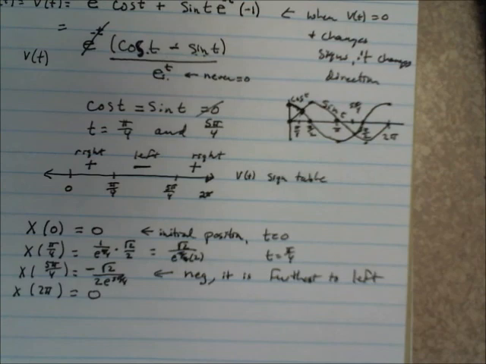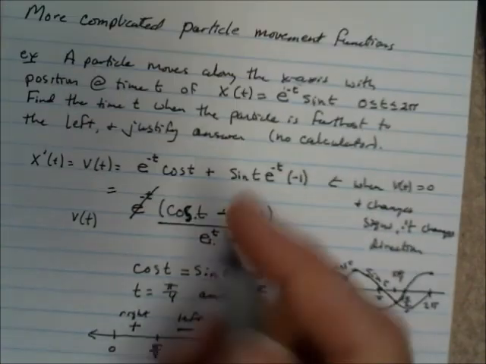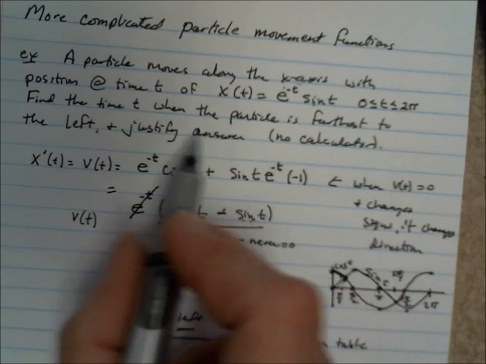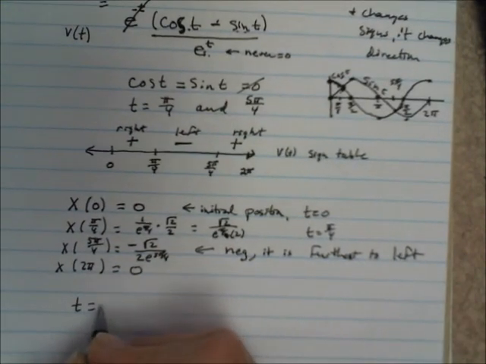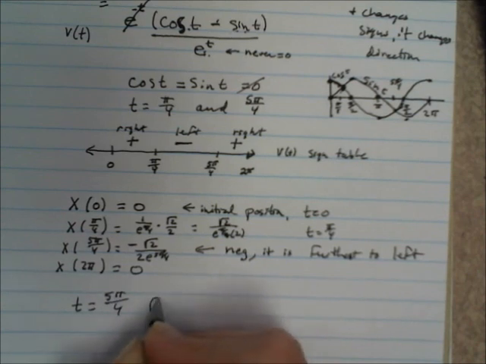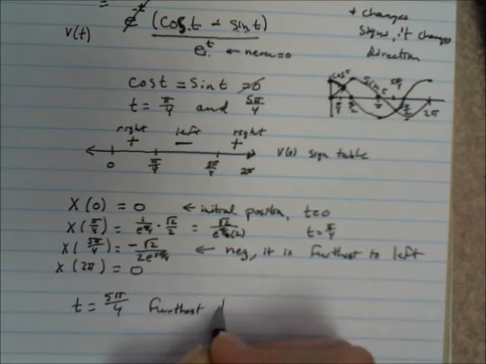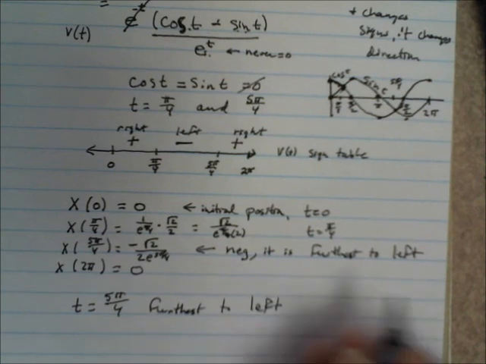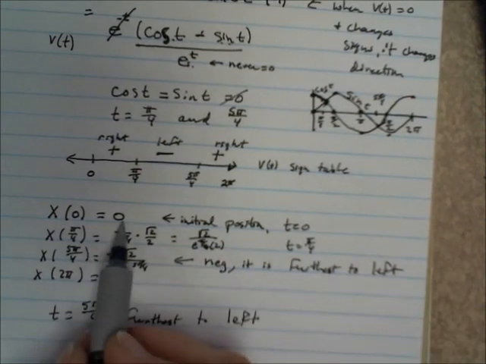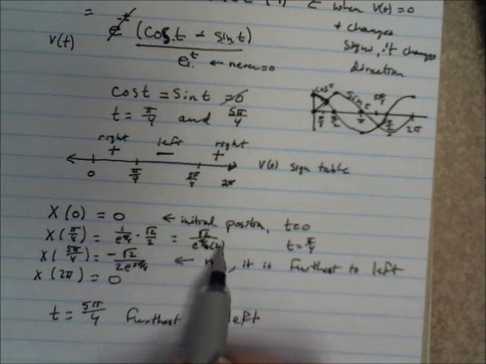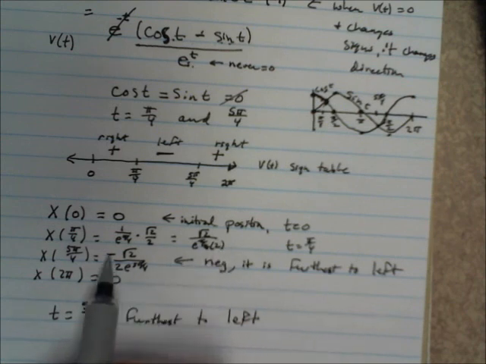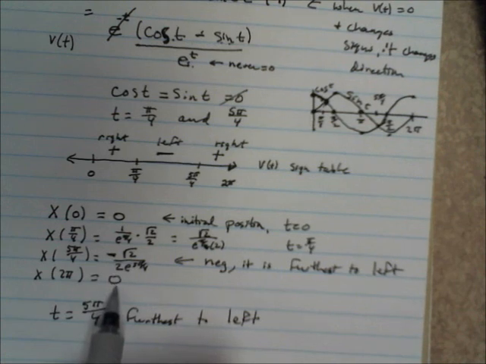So the question was, find the time t when the particle is furthest to the left, and the time is 5 pi over 4, furthest to the left. Because we have an initial position of 0, it moves to the right because this is a positive value, then it moves to the left and becomes a negative value, and it turns around and it ends right back up at the origin. So this is the justification.